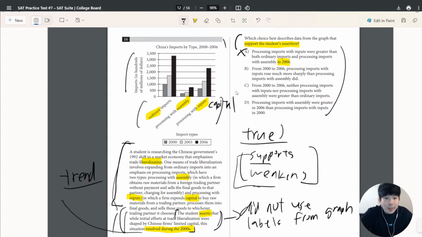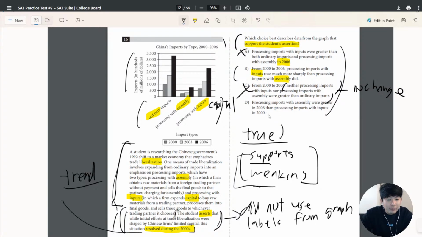Okay. Then we have B. I'm not even going to think too much. I have, okay, inputs are very different from assembly. That's an okay answer. Yeah, it looks good. I haven't even thought about it, but it has the right elements, right? Okay, I leave it. And then C. Neither processing were greater than ordinary inputs. Okay. So that just, there is no change. From that time period, this just didn't happen. No change.